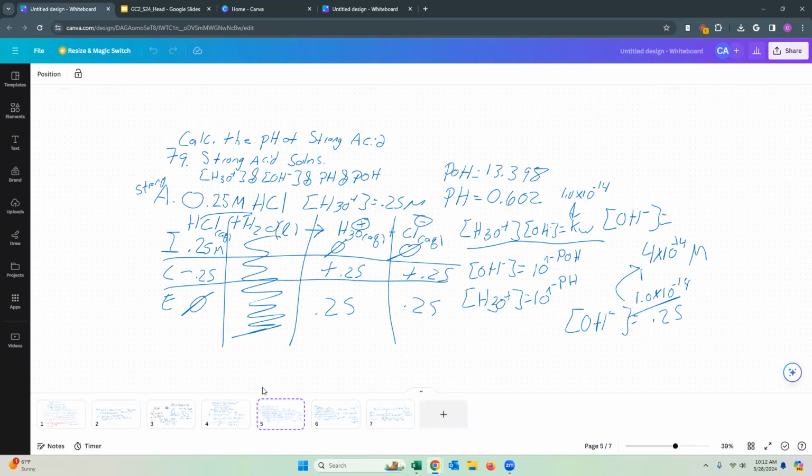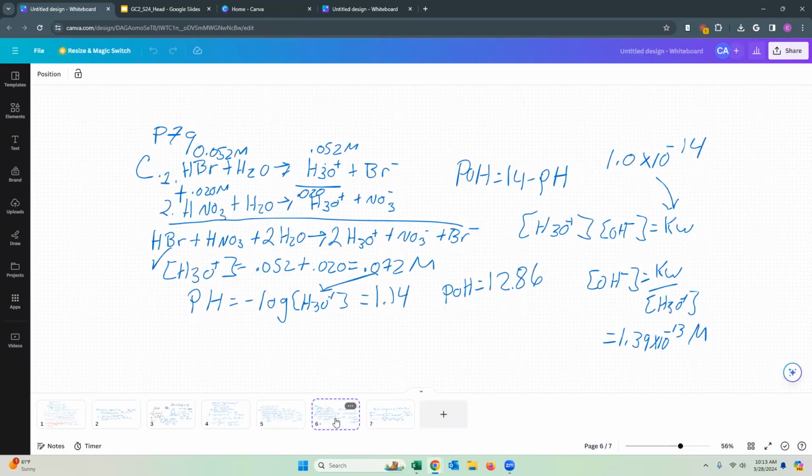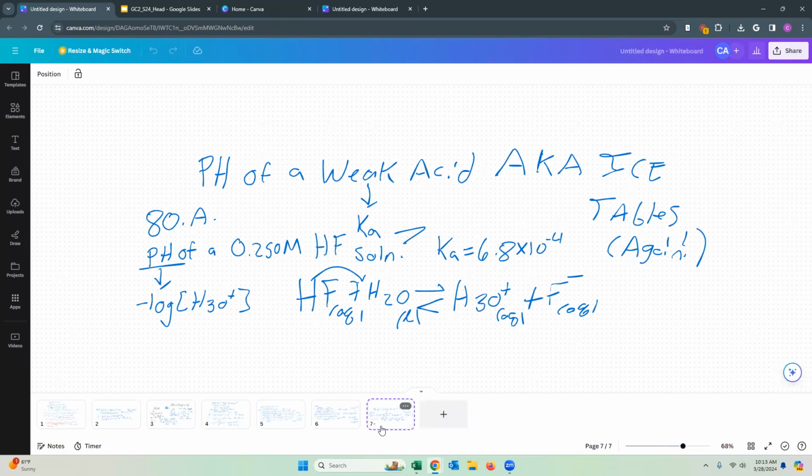Then we talked about how to calculate the pH of a strong acid. Remember, a strong acid breaks down 100%. So whatever your starting concentration is, that's your concentration of H3O plus. So you just do minus log of that. We did a problem with that. And then where we ended on was the pH of a weak acid. For a weak acid, you need to use an ice table. And we just briefly mentioned problem 80A at the end of Tuesday, and that is where we are going to pick up. So let me open up a new Canva here.